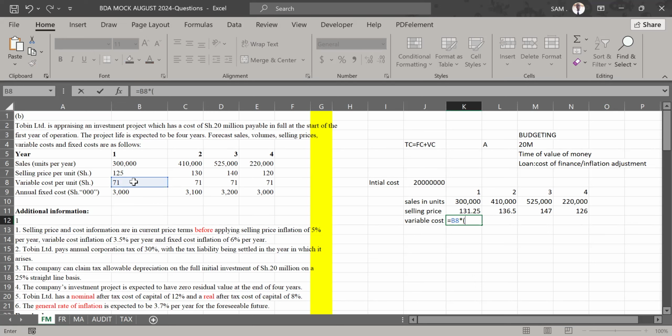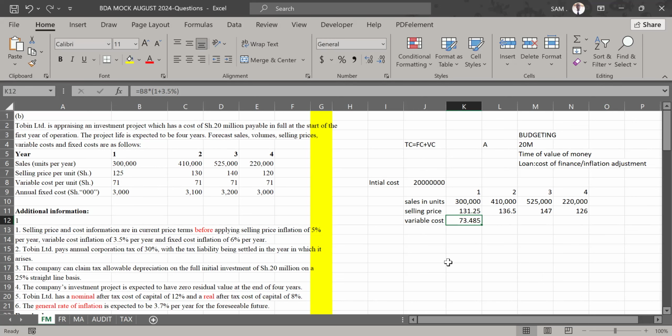Then we apply the same approach of applying that growth rate, the adjustment. Which adjustment is it? 3.5%. That is the inflation adjustment. Because I've typed in my 3.5 again, I'm not locking because it's already fixed. It won't change. So control enter. I have my inflation adjusted variable cost per unit. Let me just add per unit here so that it doesn't confuse somebody. This is per unit.